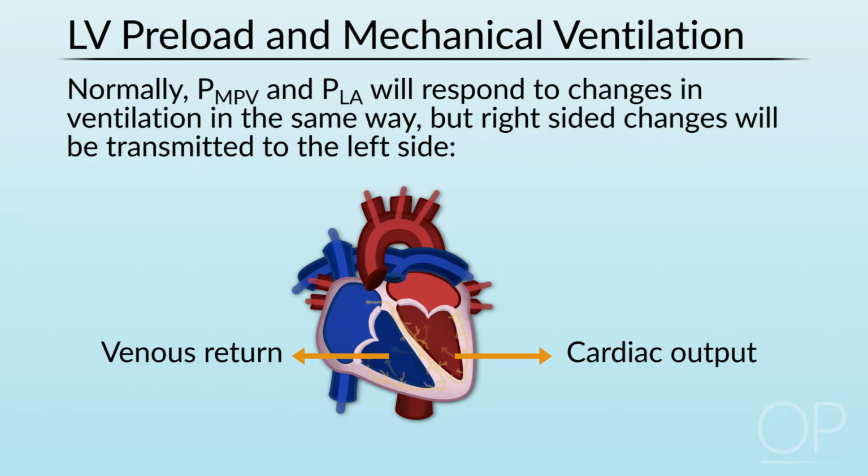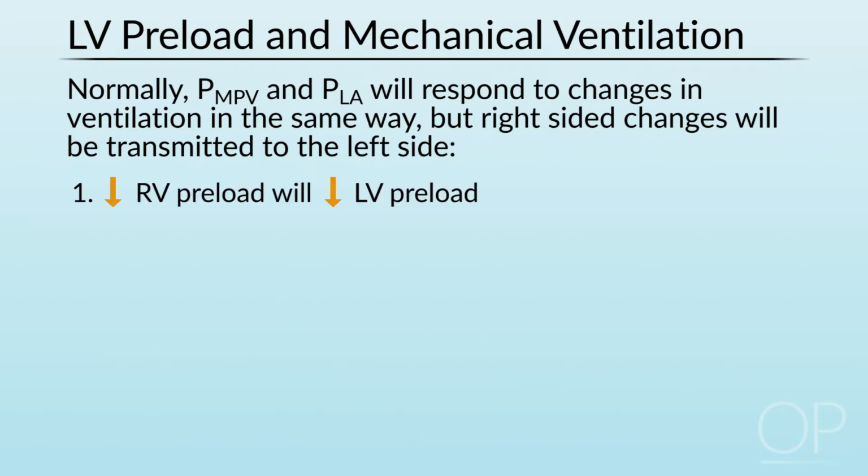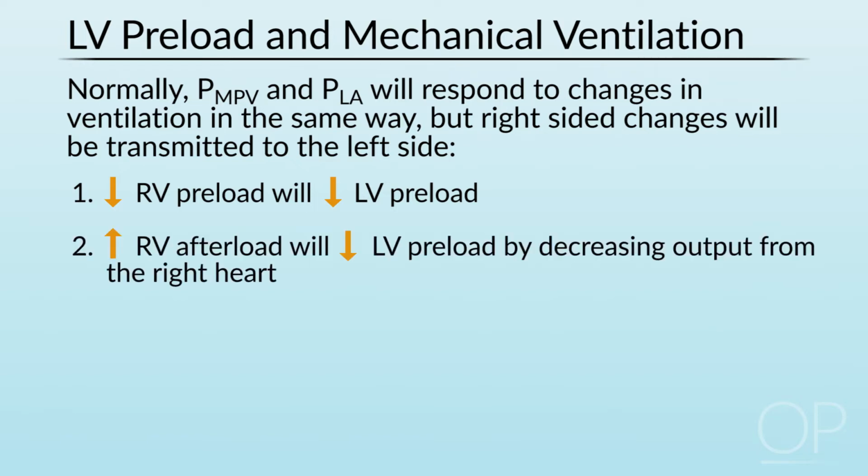So when we talk about transmitted or interventricular relationships between the right ventricle and the left ventricle, we want to talk about the fact that if you have decreased right ventricular preload, you will inherently decrease left ventricular preload because the blood to the left ventricle is all coming through the pulmonary circulation. So essentially, if you have poor venous return to the right side, you're going to have a low cardiac output state. The other thing is if you have increased RV afterload, it will diminish the ability of the right ventricle to pump blood through the pulmonary vasculature.